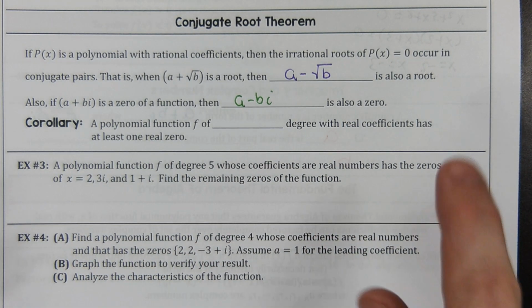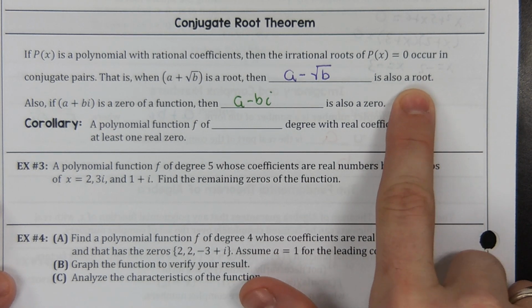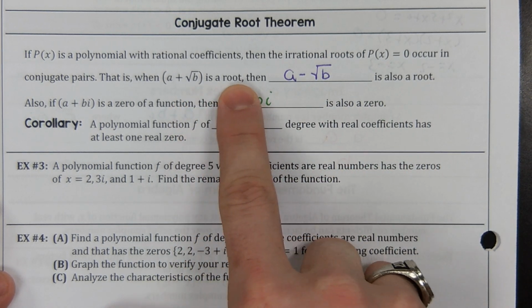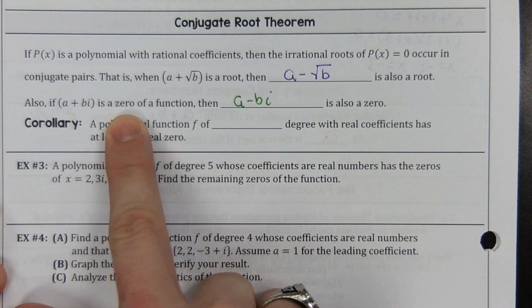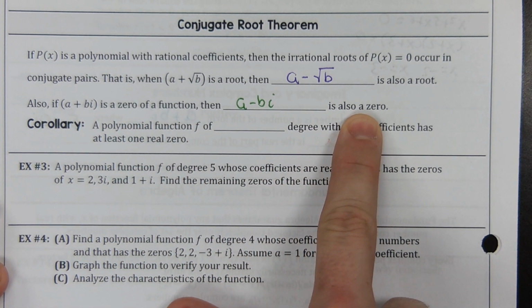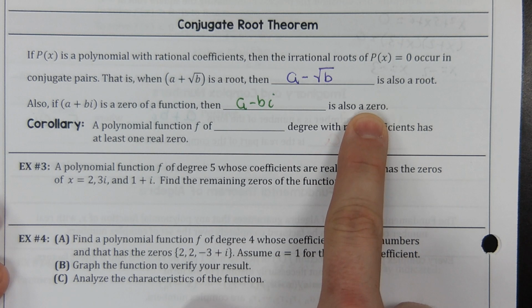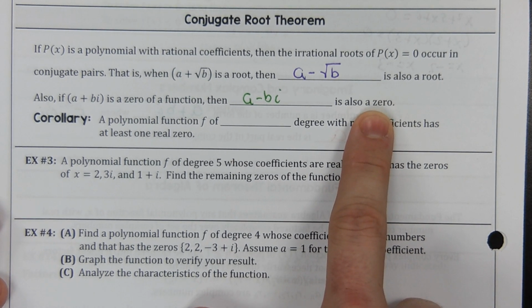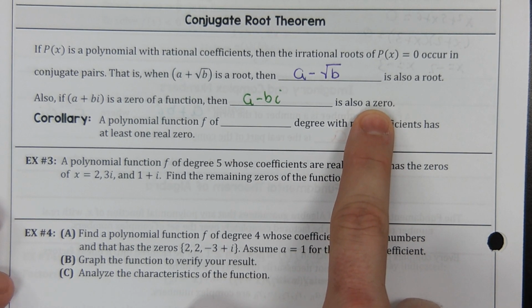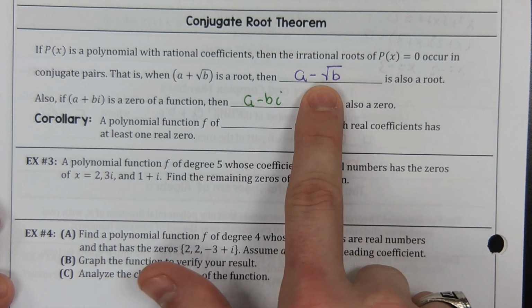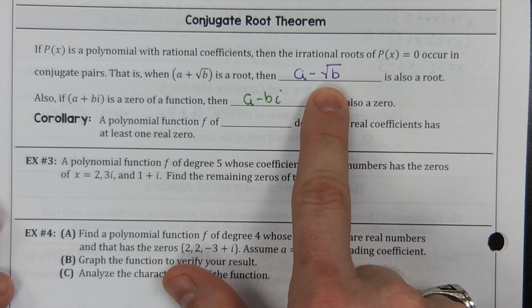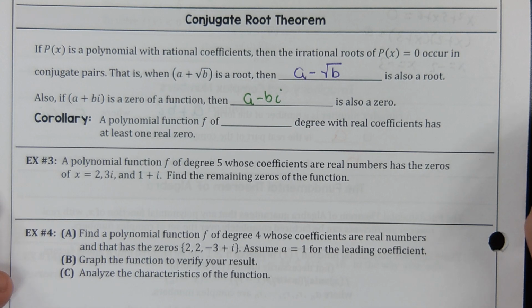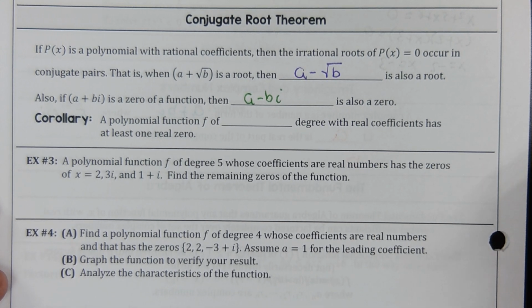Somebody last period realized that they changed the vocabulary. It says if a plus the square root of b is a root, then a minus square root of b is a root. If a plus bi is a 0, then a minus bi is also a 0. They wanted to know what the difference was between root and 0. The difference is a root is a number where your graph will cross through the x-axis. A 0 is a solution. That means you'll get 0 if you plug it in.